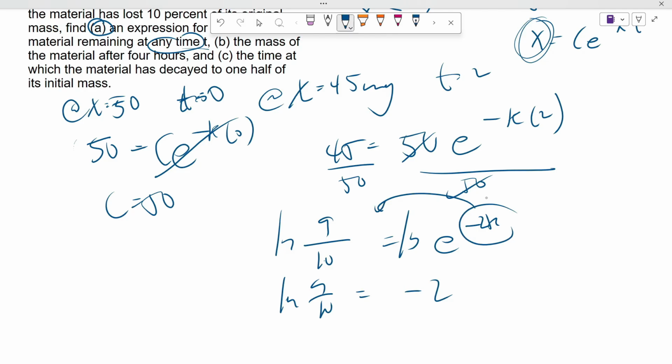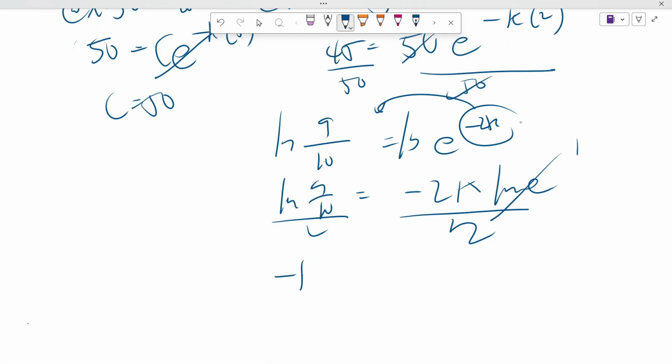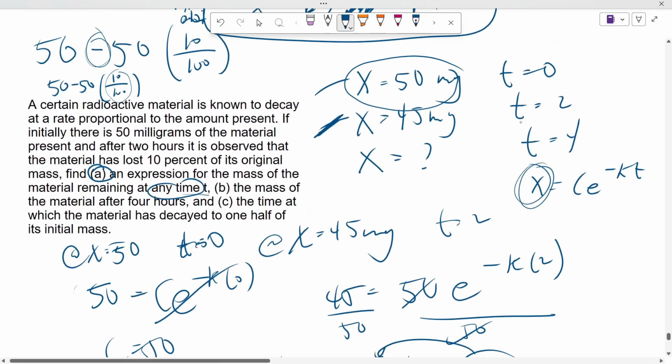Mapupunta yan sa harap, diba? From the law of natural logarithm, guys. So, cancel. LN e is equals sa 1. Divide mo lang ng 2 yan, guys. So, negative k, LN 9 all over 10, divide mo daw sa 2. Ano yung sagot na yun, guys? Negative 0.0527. That's the value of our k.